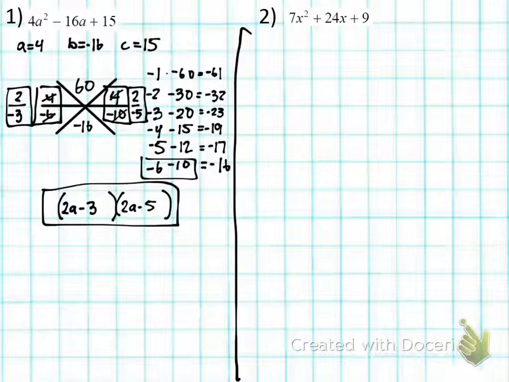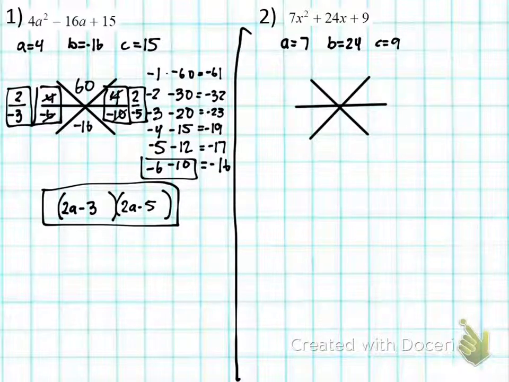Number 2, we have 7x squared plus 24x plus 9. So this one's a little bit harder. So a is equal to 7, b is equal to 24, and c is equal to 9. Okay, so we have to use our do an x box now.